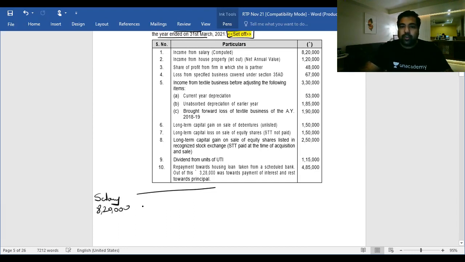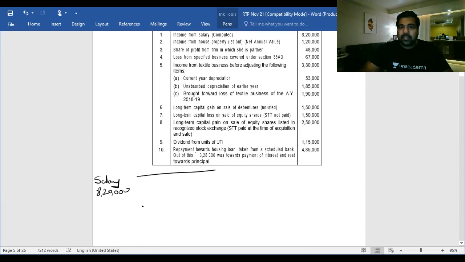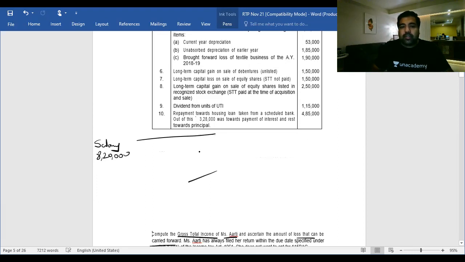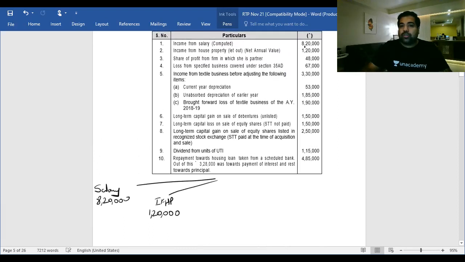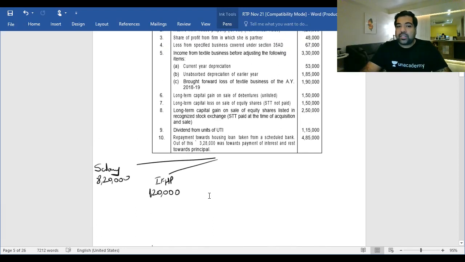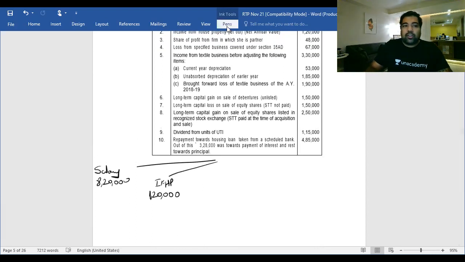So this is a salary income, which is the first thing that I see on the screen, 8,20,000. So salary is done. I move ahead. I'm making space. Next is income from house property, which has not been calculated. So 1,20,000, that is income from house property. That is the NAV. That means we haven't yet calculated it. We know from NAV, municipal tax is already minus, so you can minus 30% flat, and any interest also you can minus. So I'm just going to do the calculations later, but I'm just going to keep this ready, IFHP.